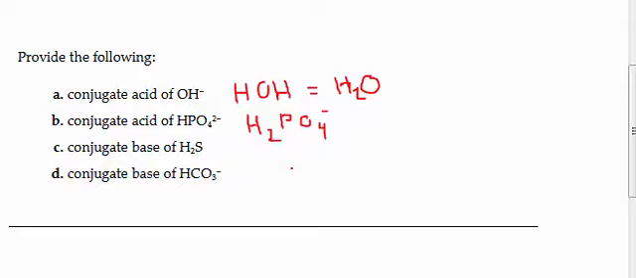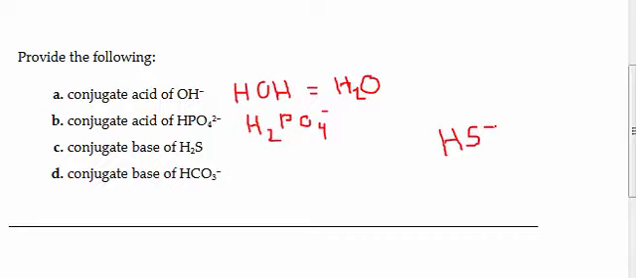Looking at the conjugate acid of hydrogen phosphate, we add 1 hydrogen and the charge becomes more positive by +1. So hydrogen phosphate has 1 hydrogen and a charge of -2, and its conjugate acid has 2 hydrogen and a charge of -1. Now let's look at the conjugate base of hydrogen sulfide.